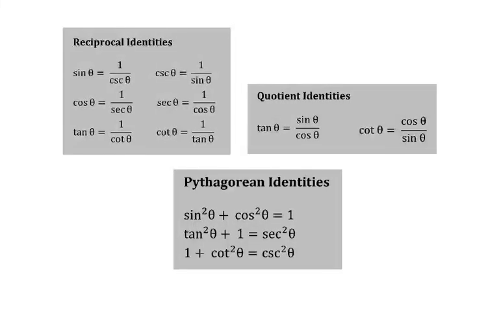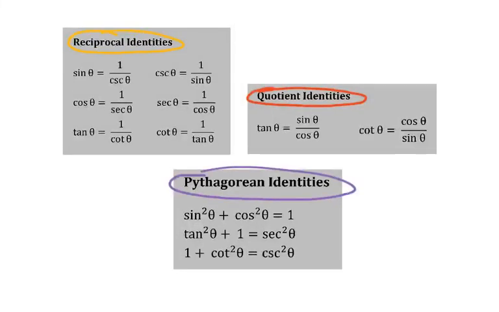We have our reciprocal identities. So sine is the same as 1 over cosecant, cosine is the same as 1 over secant, tangent is the same as 1 over cotangent. We also have our quotient identities. Tangent is the same as sine over cosine, and then we have our Pythagorean identities. So there are three different forms of the Pythagorean identities. Using just these three categories of fundamental identities, let's try rewriting some expressions.